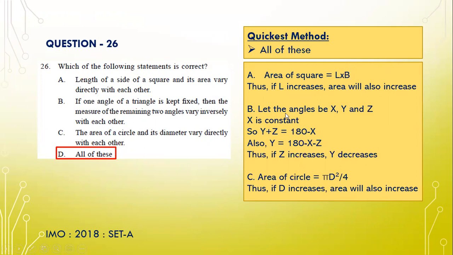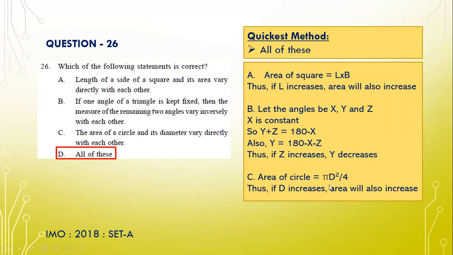It's a direct proportion. If one angle of a triangle is kept fixed, then the measure of the remaining two angles vary inversely with each other, which is also correct because let the angles be x, y, and z. If x is constant, then y plus z is 180 minus x, because x plus y plus z is 180. So y will be 180 minus x minus z, isn't it? If z increases, then y decreases. Given that x is constant, if z increases, y will decrease.